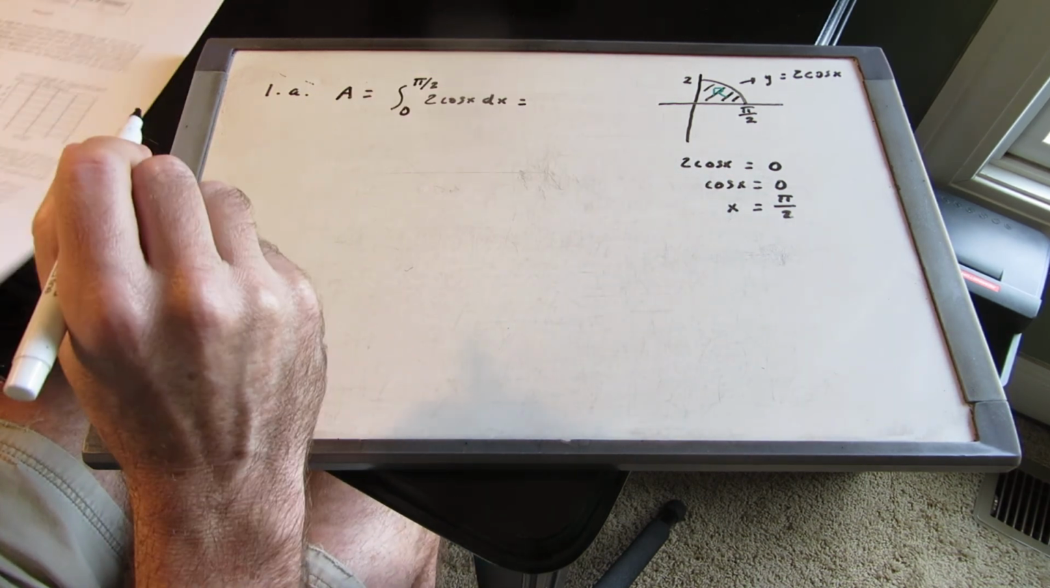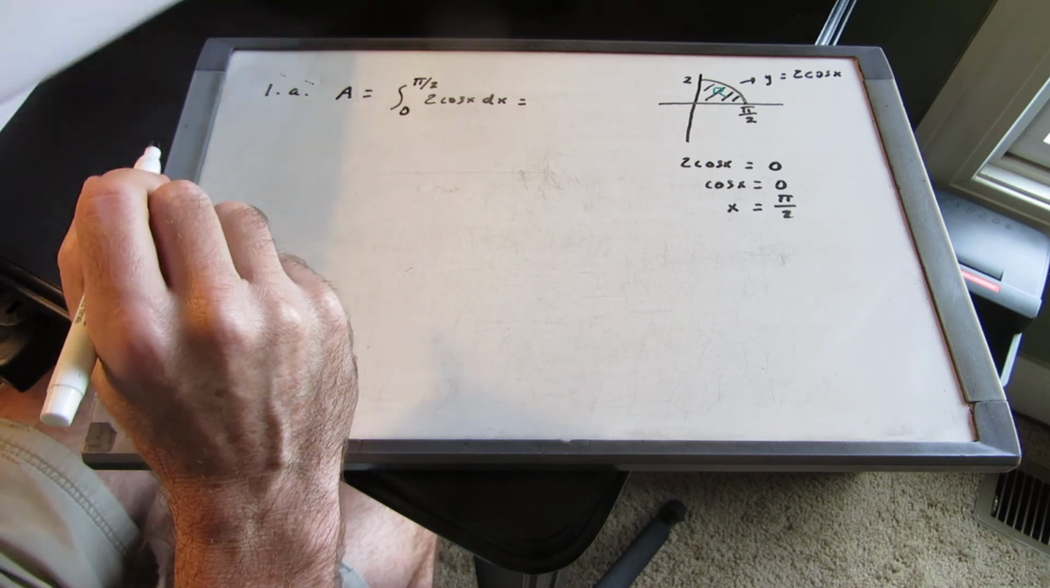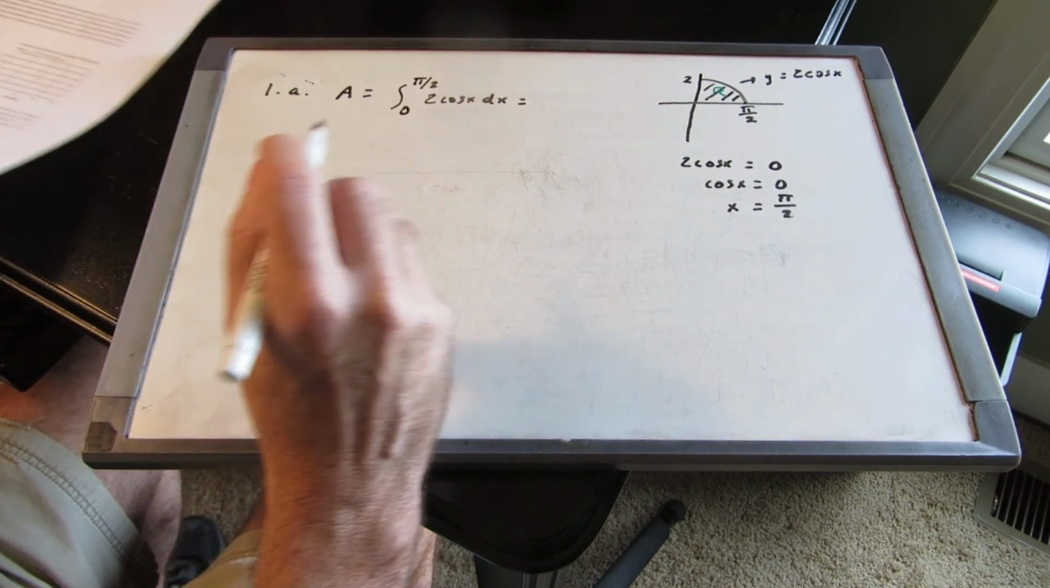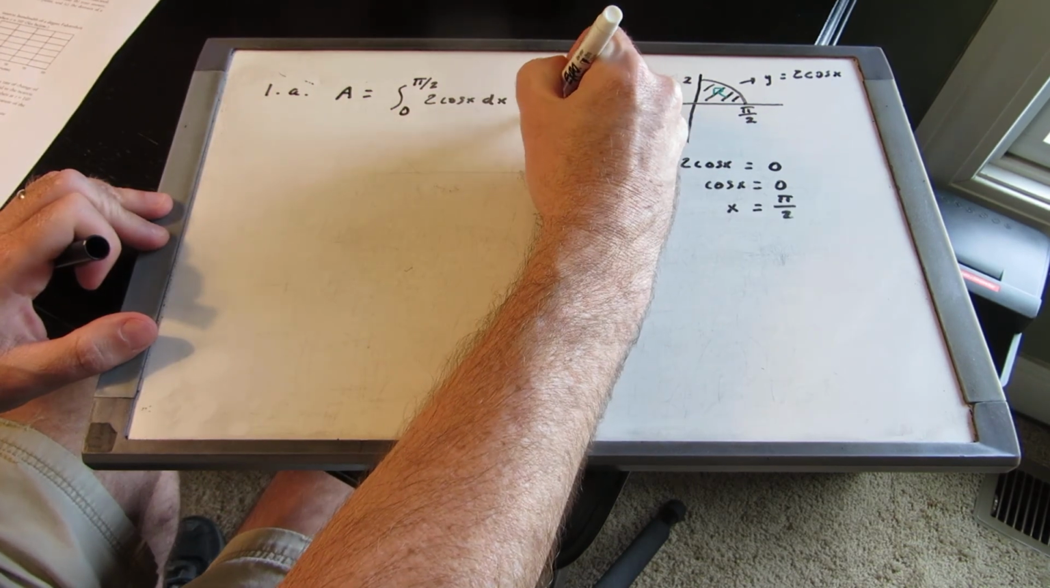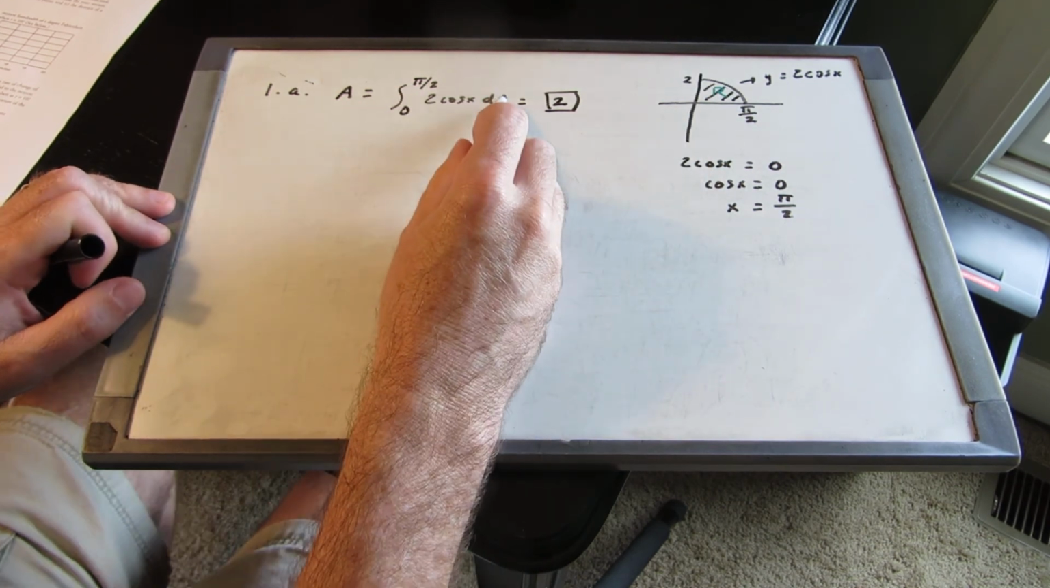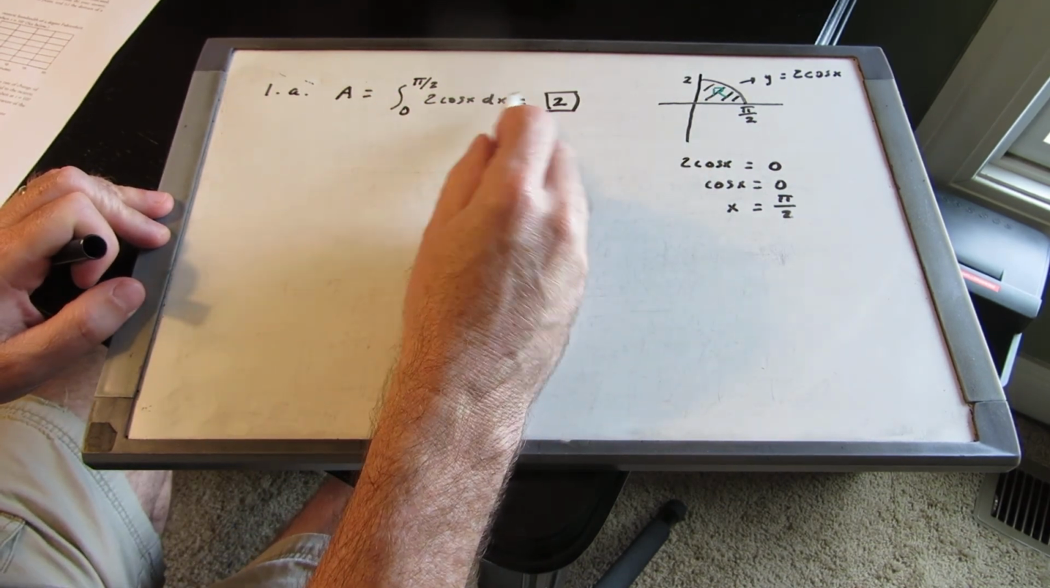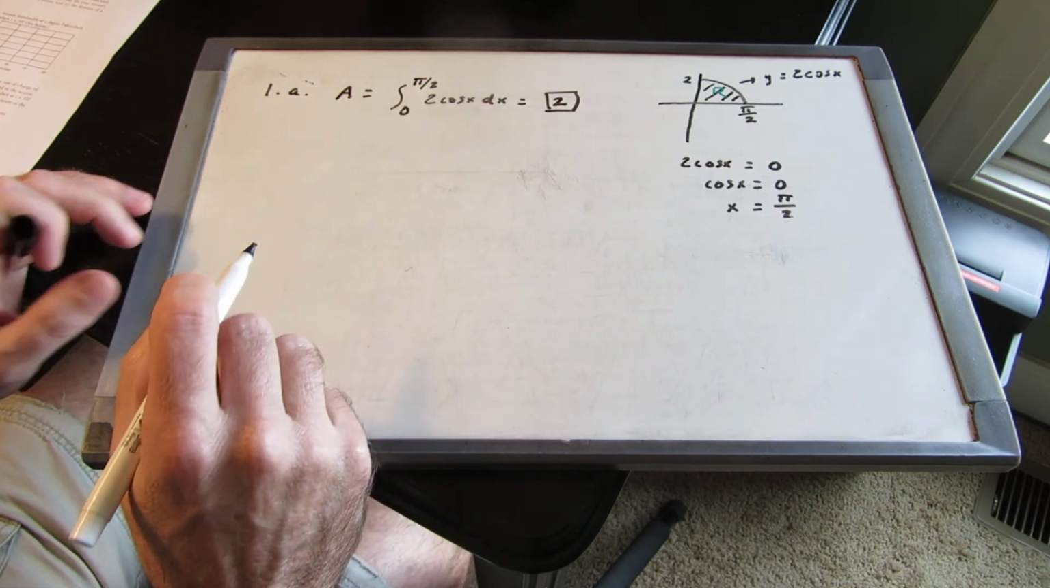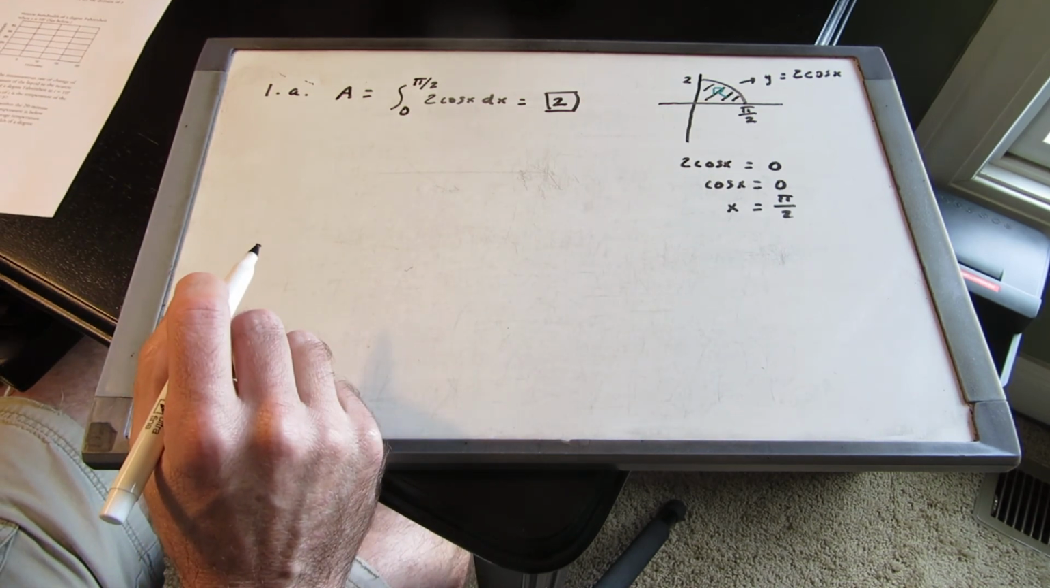Just put that in your calculator, and when you do, you'll get an answer of 2. So you want to write out the integral just like this. Make sure you don't forget the dx, and then just circle your answer, and you're good to go on that.